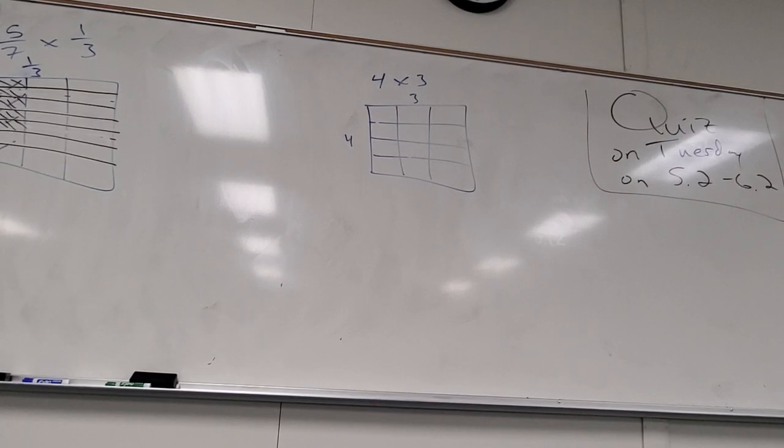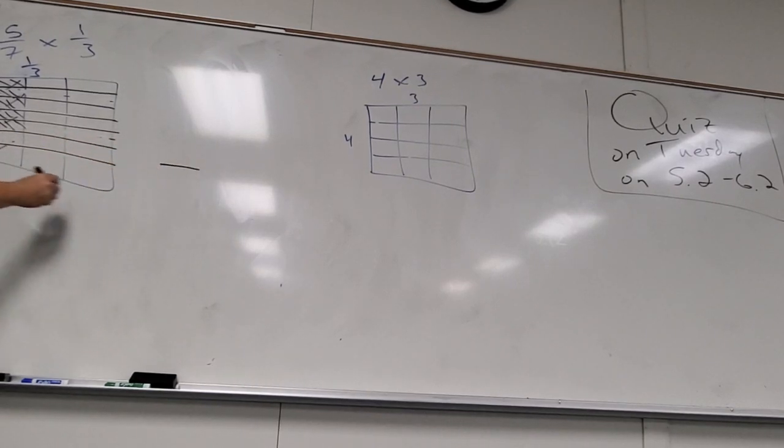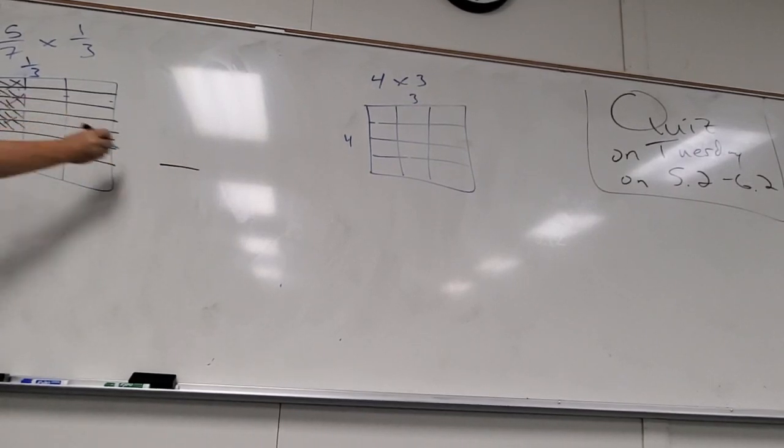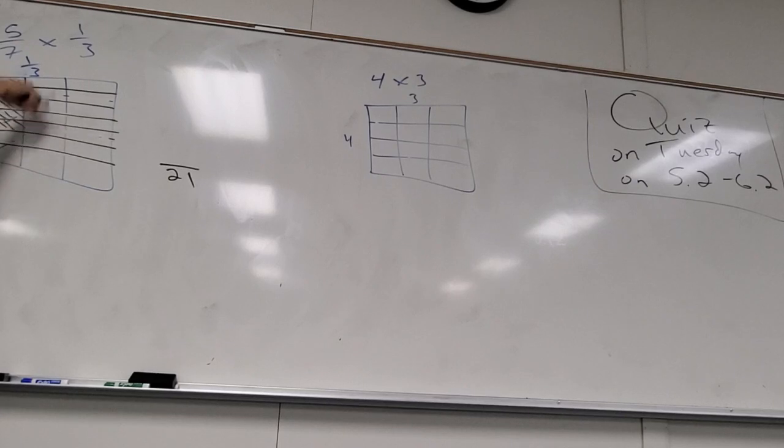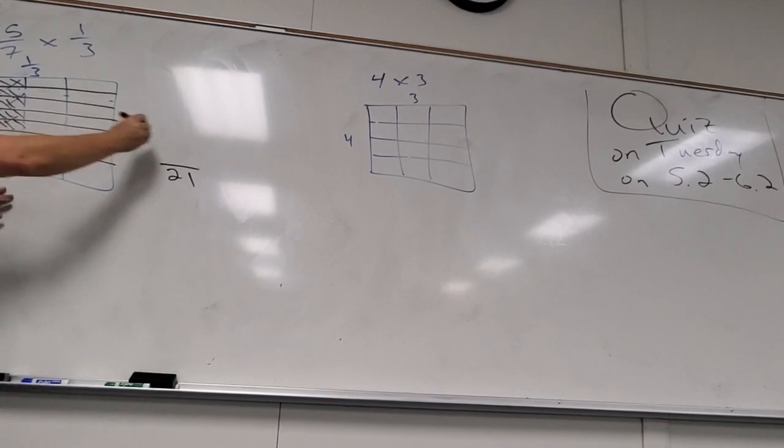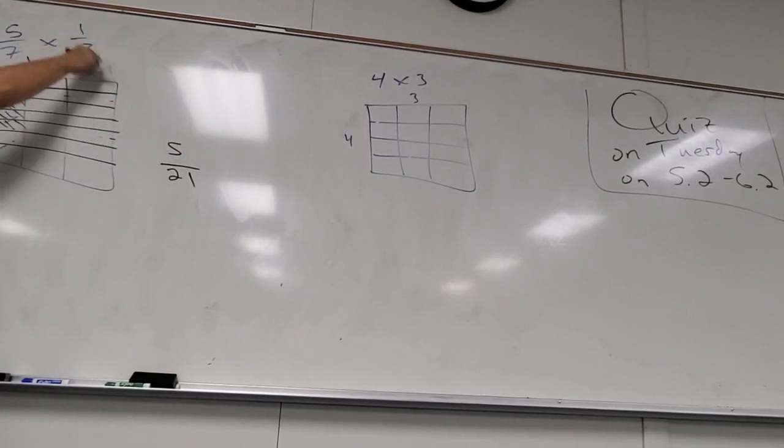Now, how many total blocks are there? 21. Yes? Because there's 7 this way, and then 14, and then 21. And how many of those are double cross-hatched, or double shaded? 5. So sure enough, 5 sevenths times 1/3 is 5/21.